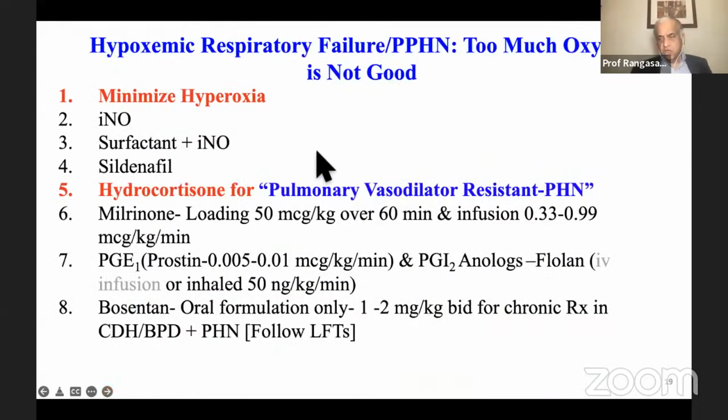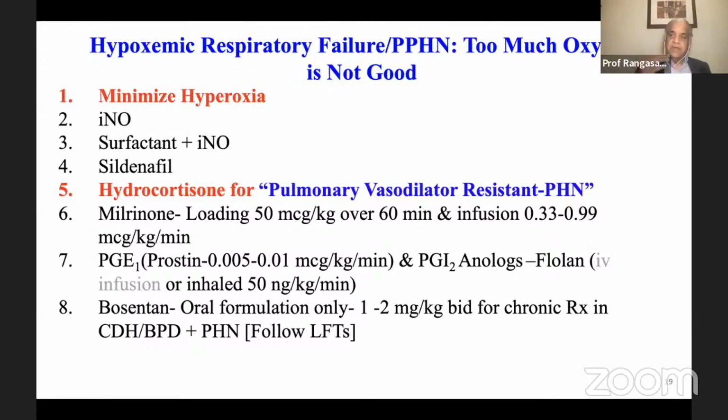So how do we approach the management? First thing is to minimize hyperoxia. You heard a lot about problems with high oxygen, nitric oxide, or a combination of surfactant with nitric oxide. I'll tell you why we have to think about using surfactant before even giving nitric oxide. Sildenafil, in countries and places where you don't have nitric oxide, is a good alternative. Or if you are trying to wean the baby off nitric oxide, then you could use sildenafil.